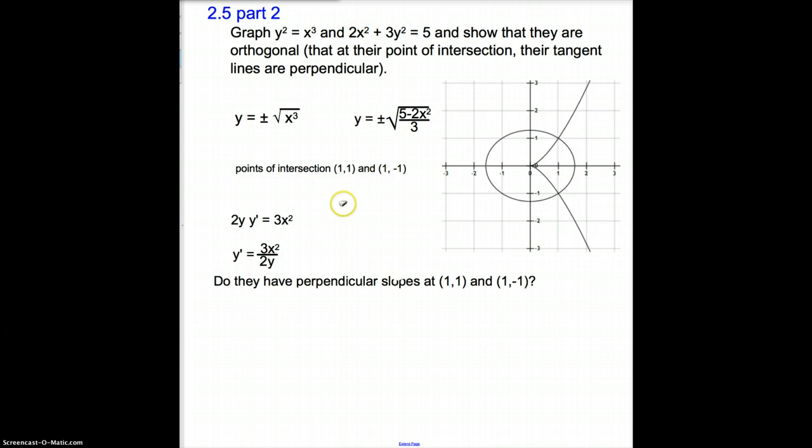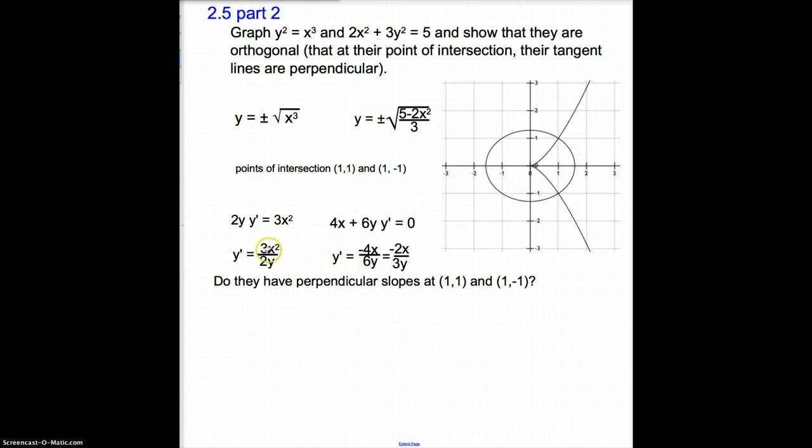So the derivative of 2x squared is your 4x, and then the derivative of 3y squared is 6y, and then y prime, remember you take the derivative of the inside function y, and then that equals the derivative of 5, which is 0. A lot of people forget to take the derivative of that 0 there. Then solve that for y prime. So you subtract your 4x and then divide by 6y, and then let's reduce that. So we have negative 2x over 3y.